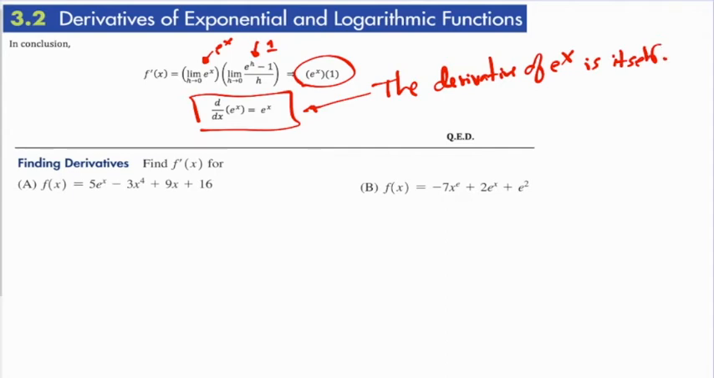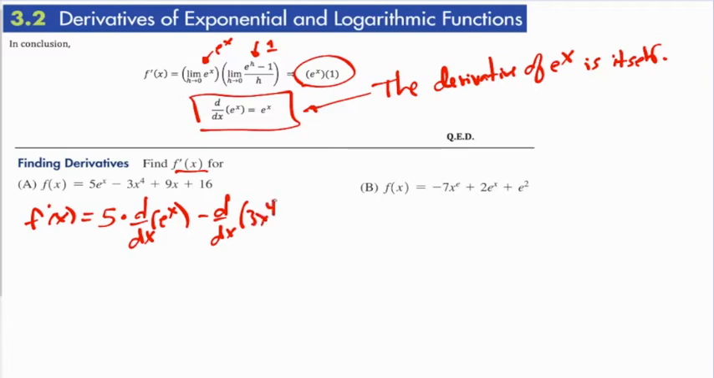So now we can apply this to some examples. If f of x is 5e to the x minus 3x to the fourth plus 9x plus 16, what is f prime of x? Well, remember, we can take this on a case-by-case basis. I can factor out the constant, and I can evaluate each derivative term by term. I can factor constants out in front if it helps me to understand each derivative.